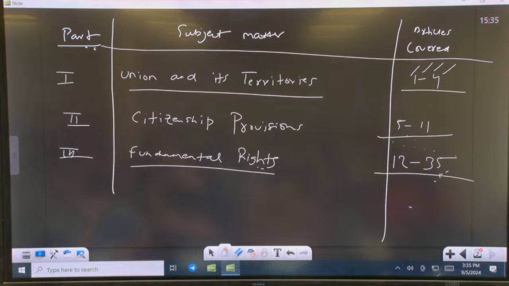Right to? Yes, right to religion. Very good. Right to religion. Right against exploitation. Very good. Right against exploitation. We all enjoy this right against exploitation.